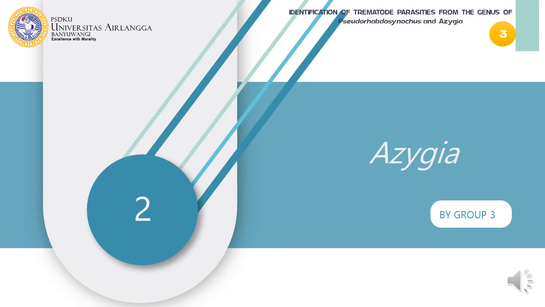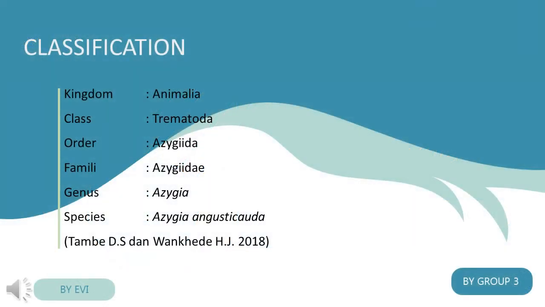Two. Genus Azygia. Classification: Azygia engasticauda. Kingdom: Animalia. Class: Trematoda. Order: Azygiida. Family: Azygiidae. Genus: Azygia. Species: Azygia engasticauda.